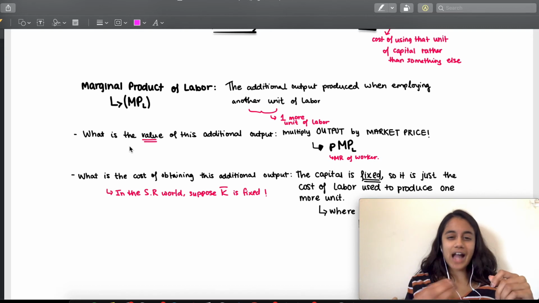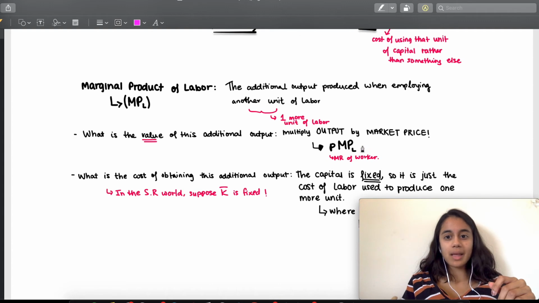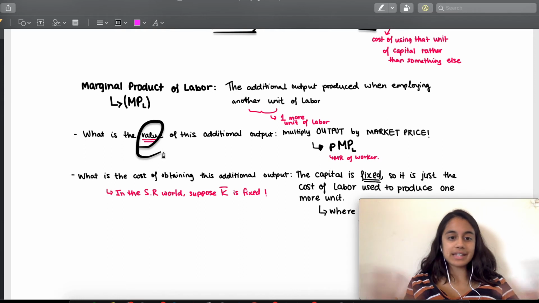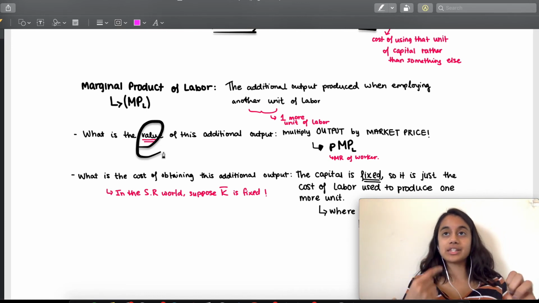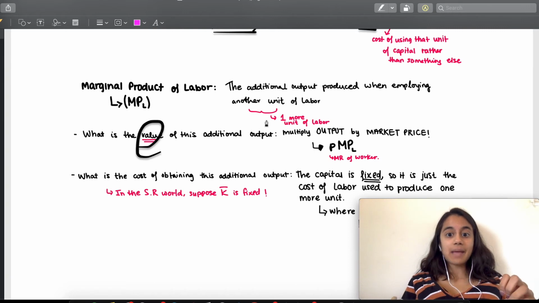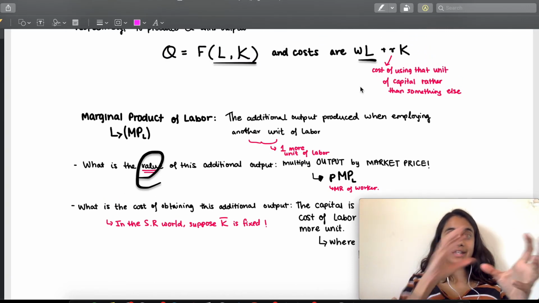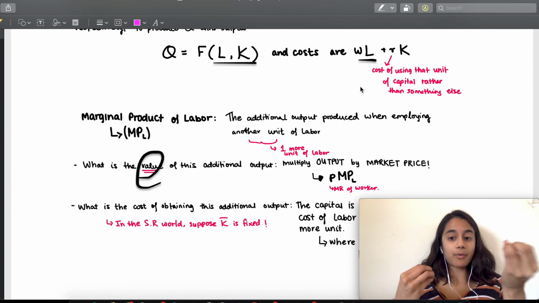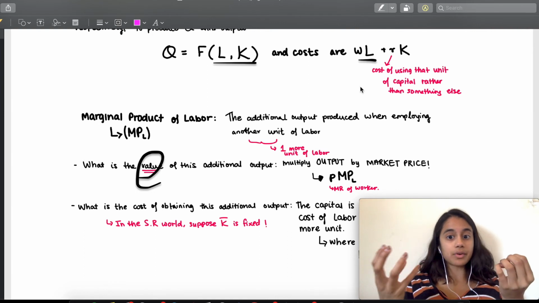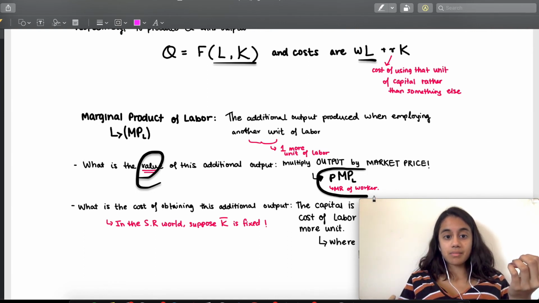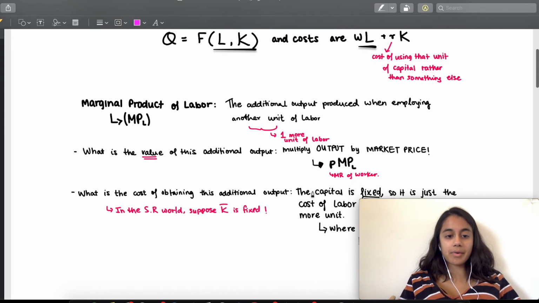And now, an additional thing to understand is, what is the value of this additional output? When we want to find the value, we are going to multiply that output, that MPL, by the market price. So that really tells us the value. When you're asked on an exam, what is the value of this additional output, what you're doing is multiplying that. Same thing like before, we multiply the price times the quantity. We're going to multiply that price times our marginal product of labor. That gives us our value. And so this is an important thing to remember.